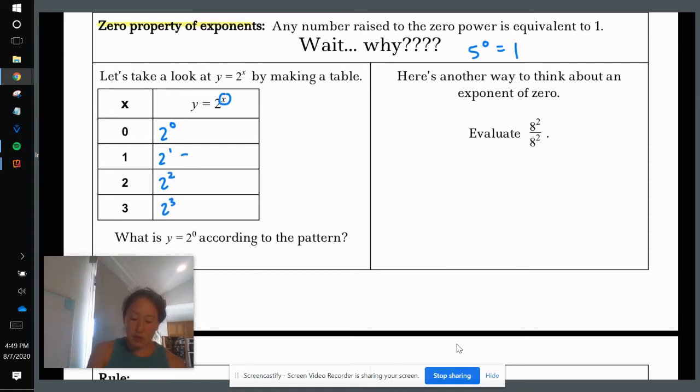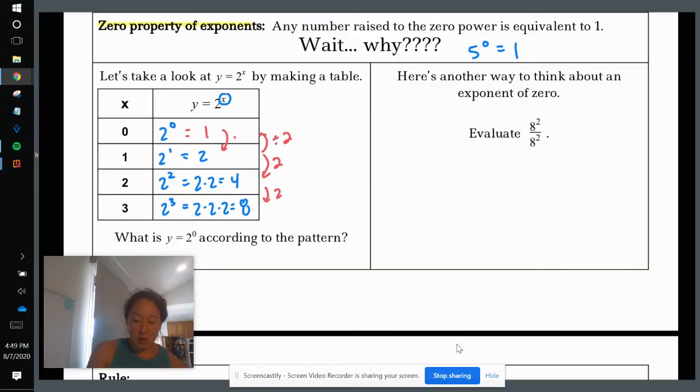Okay, so we'll start with 2 to the 1 is 2, 2 to the 2 is 2 times 2, which is 4. And then this is 2 times 2 times 2, which is 8. So I can see I have 2, 4, 8. It looks like every time I'm multiplying by 2. So if I take my output and I divide it by 2, so 2 divided by 2, what does that give me? 1. Does that fit with the pattern?